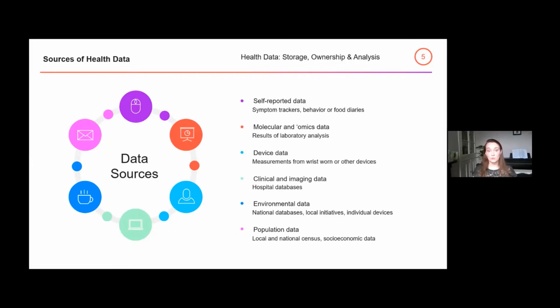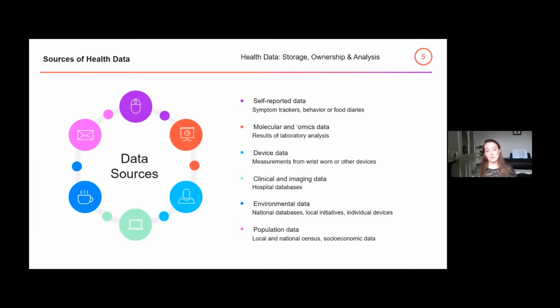We already talked about genomics data, and molecular and omics is also expanding. This is becoming ever more important. We talked about device data that comes from wristbands and other devices, while clinical and imaging data mostly lives in hospital databases, although that's not always the case, but it will be most likely.